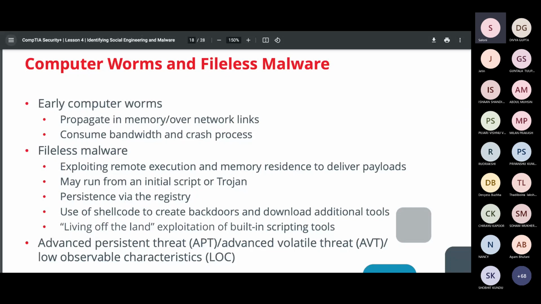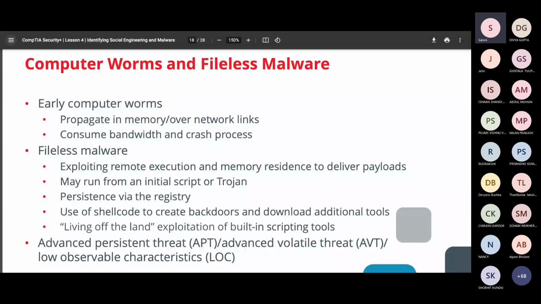For example, we have the Code Red worm, which was able to infect early versions of Microsoft's IIS web server software via a buffer overflow vulnerability. It would then scan randomly generated IP ranges to try to infect other vulnerable IIS servers. So this was something happening with Code Red.